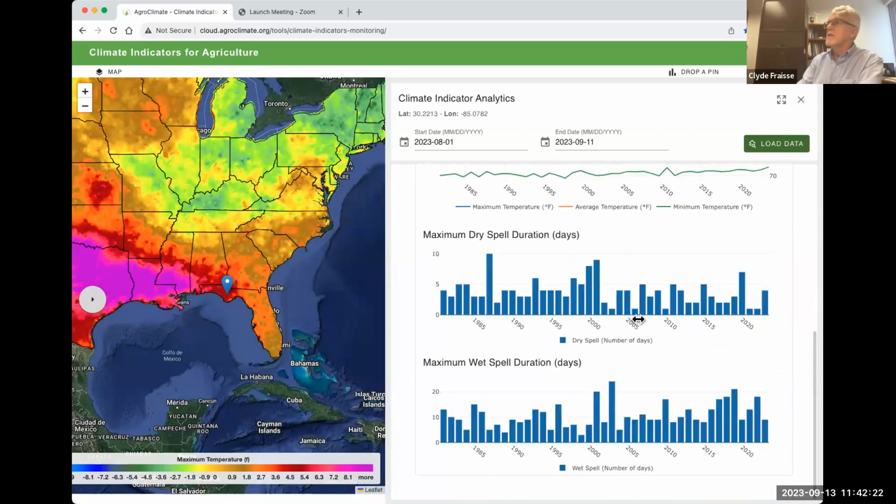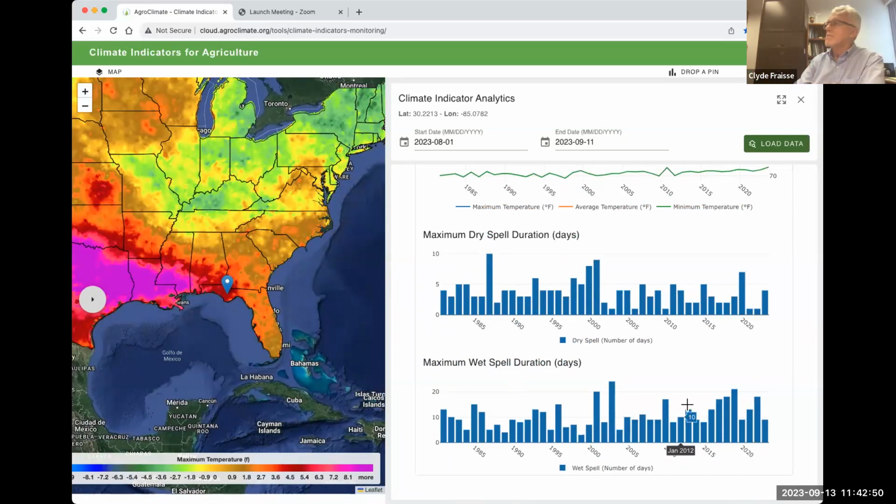And also you can see maximum dry spell duration. So that's the number of days in sequence without rain. And for instance, in 2020, we had quite a bit, 7 days without rain during this time period here. The month here is just referring to the particular year, but we didn't remove the month yet.